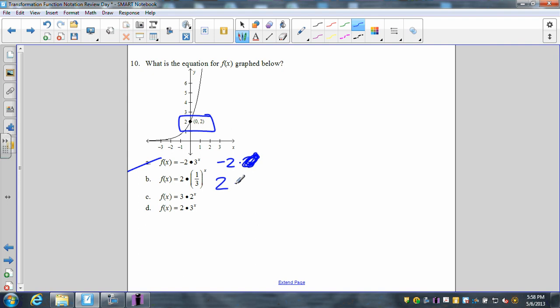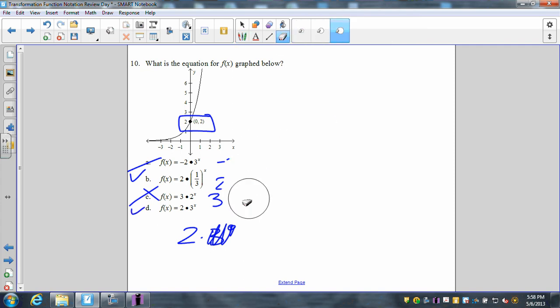Here we have 2 times 1/3 to the 0. Well, what's 1/3 to the 0? It's 1, so it goes away, so it's 2. So B is good. C, 3 times 2 to the 0. 2 to the 0 goes away because it's 1, and you get 3. Boom, C is gone. And D, 2 times 3 to the 0. Well, 3 to the 0 once again is 1, so it's 2. Okay, so it's between B and D.